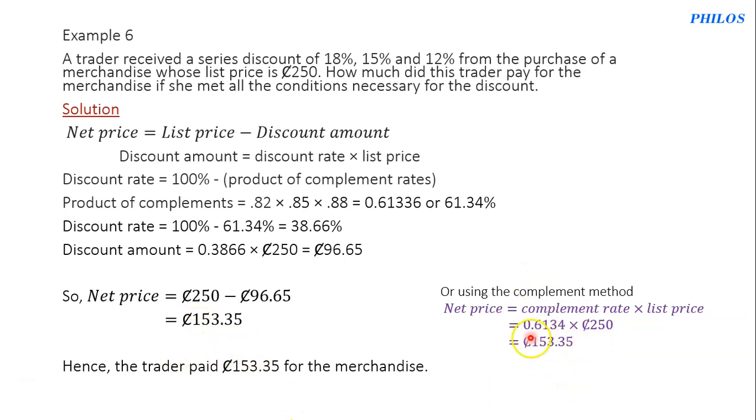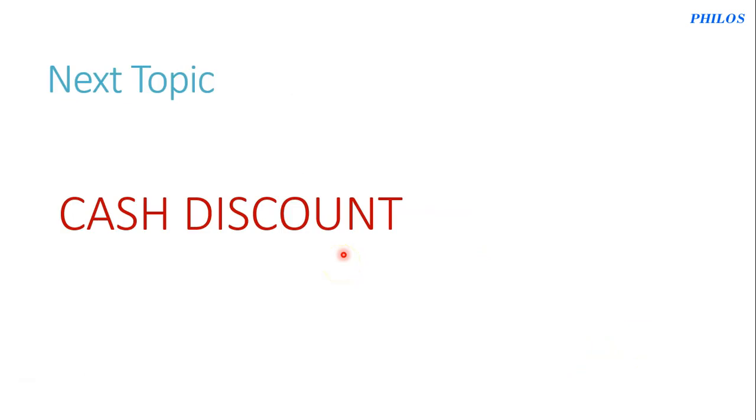When you are using the complement method, you don't necessarily have to find a discount rate and then the discount amount. As soon as you get the product of the complements, you use it to multiply the list price to get the net price. So in the next video, I'll give examination questions on trade discount and show you how to solve them.